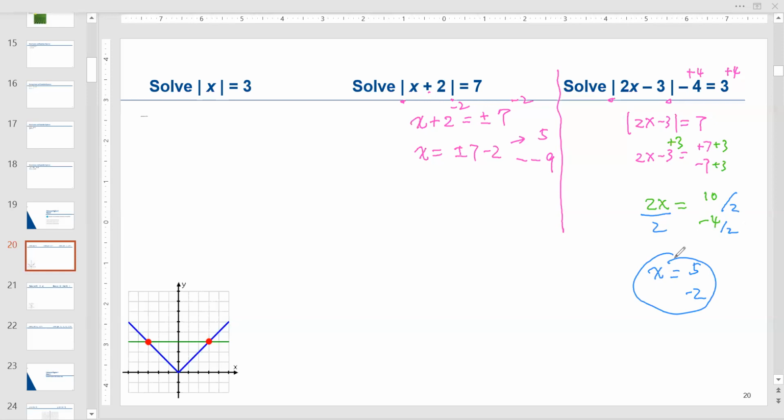So for the absolute value part, it's relatively easy. But actually my earlier objective was for you guys to learn how to graph absolute value. That's the more extensive part.